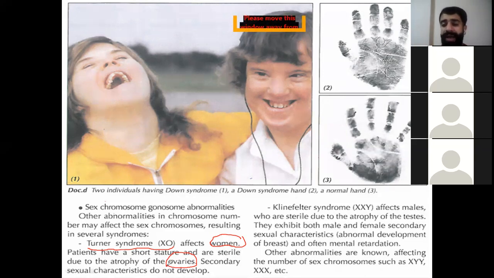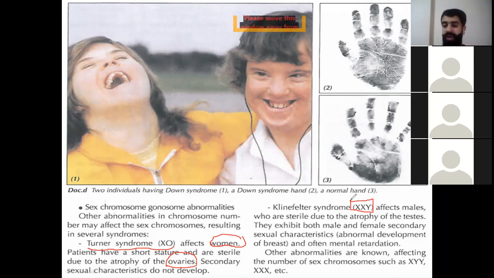While Klinefelter syndrome, these patients are XXY. So Klinefelter syndrome XXY affects males who are sterile due to the atrophy of the testes. They have problems in the testes and the development of the testes. So these problems in the testes lead to sterility. They exhibit both male and female secondary sexual characteristics.